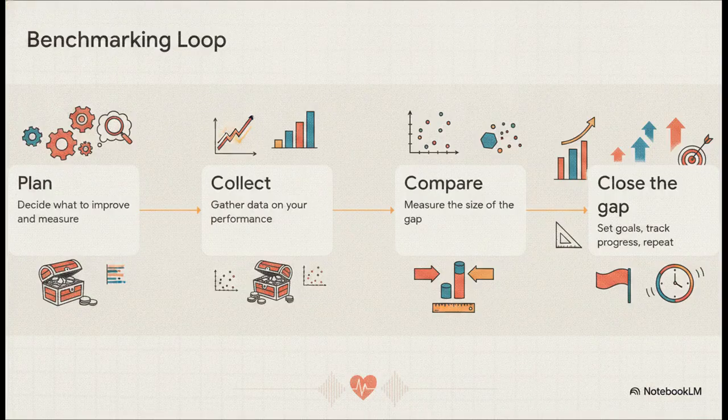So, how do schools actually use this to get better? Well, they use this 4-stage internal working loop. Serious institutions rely on this to drive themselves forward. It starts with a plan, deciding exactly what you want to improve. Then you collect, gathering hard data on your own performance. Step 3 is compare, measuring the size of the gap between where you currently are and where the top leaders are. And finally, you close the gap by setting new goals, tracking your progress, and then doing the whole cycle all over again. This loop is the real engine behind quality education.